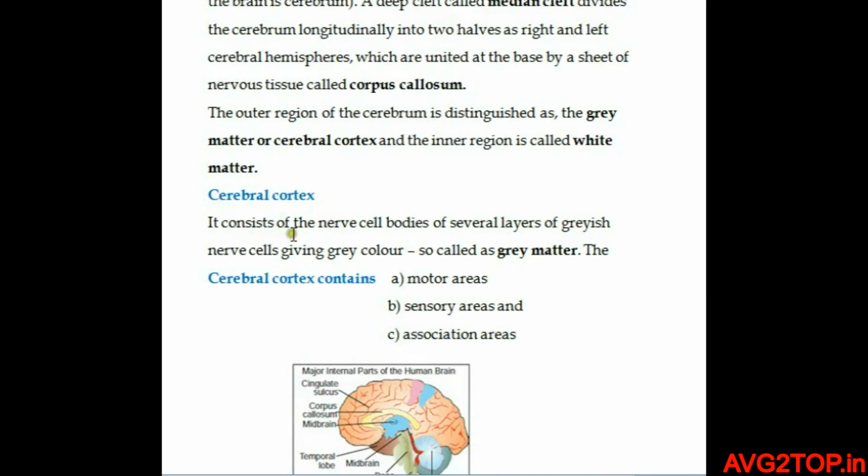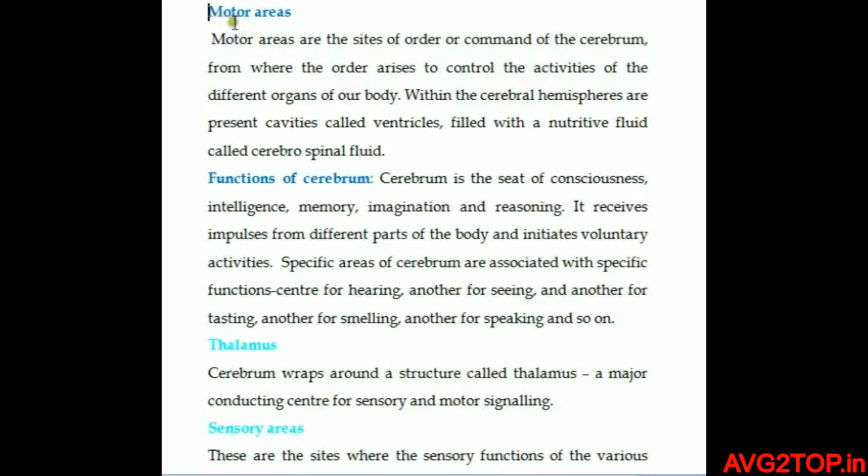Cerebral cortex consists of nerve cell bodies, of greyish nerve cells called grey matter, and it contains motor areas, sensory areas and association areas. Motor areas are the sites of order or command of the cerebrum, basically to control the activities of the different organs of our body and the functions of cerebrum. Cerebrum is the seat of consciousness, intelligence, memory, imagination and reasoning. It receives impulses from different parts of the body and initiates voluntary activities. For example, functions of hearing, seeing, tasting, smelling and another for speaking.